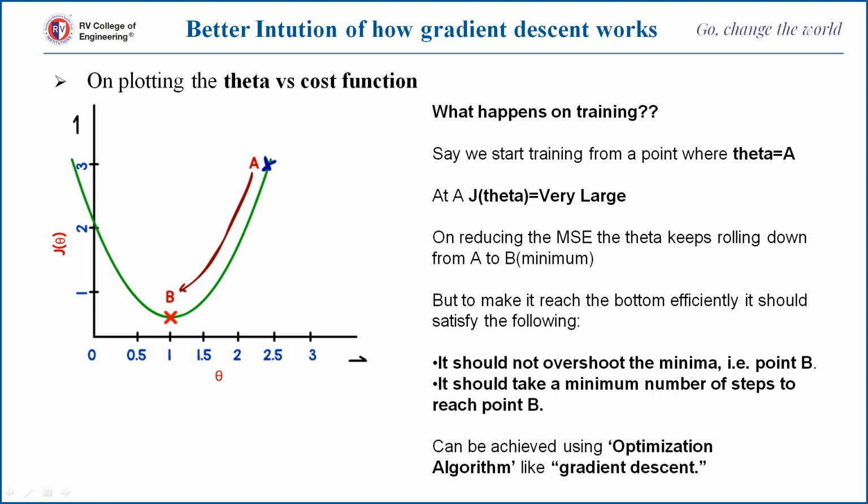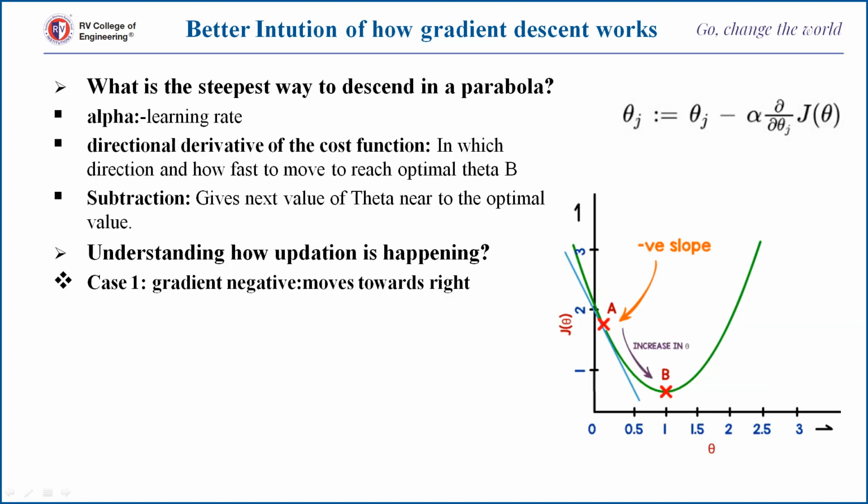But to make it reach the bottom efficiently, it should satisfy two points. It should not overshoot the minima. That is, at any iteration, the value of theta should not overshoot B. It should take a minimum number of steps to reach the point B. This can be achieved using an optimization algorithm like gradient descent.